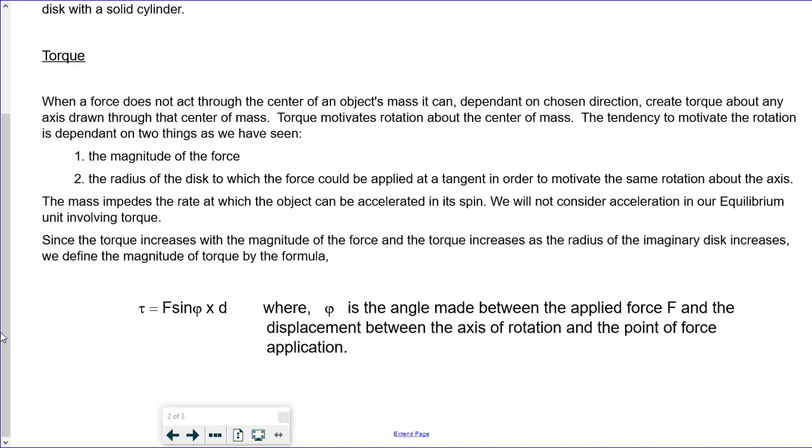Since the torque increases with the magnitude of the force, and the torque increases as the radius of the imaginary disc increases, we define the magnitude of torque by the formula tau equals F sine phi times d, where phi is the angle made between the applied force F and the displacement between the axis of rotation and the point of force application.